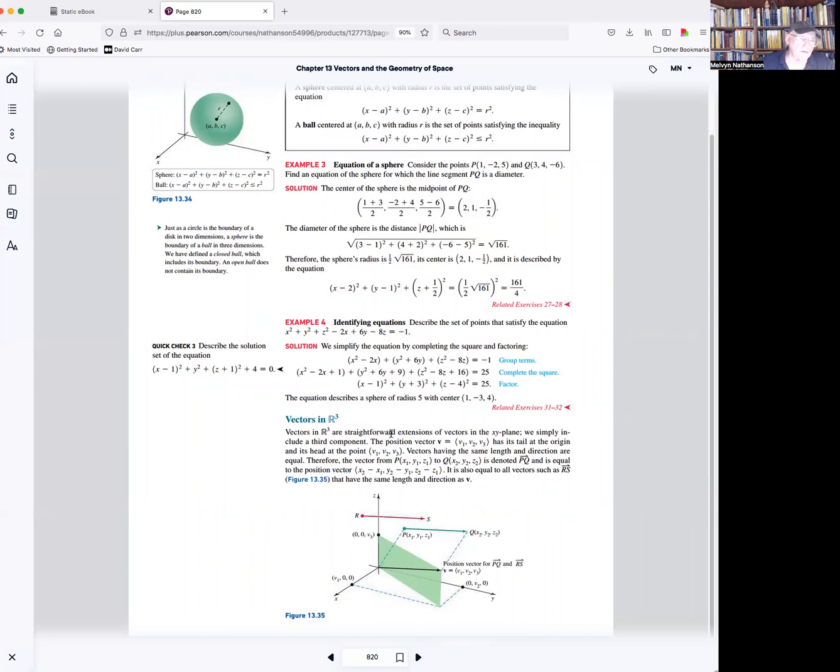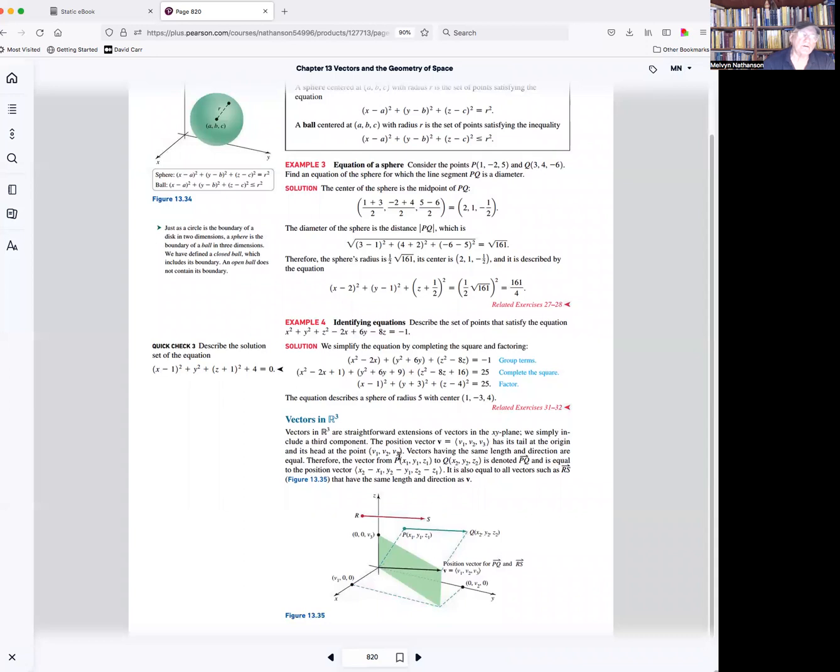Again, a vector in three-dimensional space is just like a vector in two-dimensional space, except there's a third coordinate or a third component. So if we write a vector with coordinates v1, v2, v3, that is the arrow, the vector, which has its tail at the origin and its head at this point in three-dimensional space.